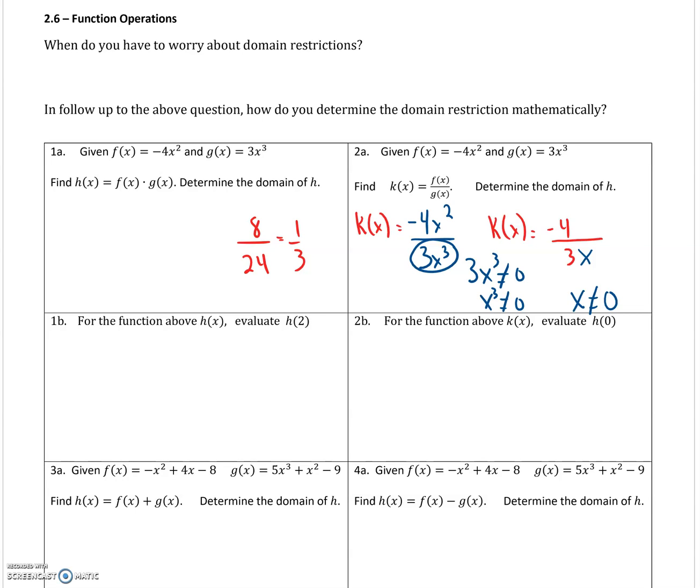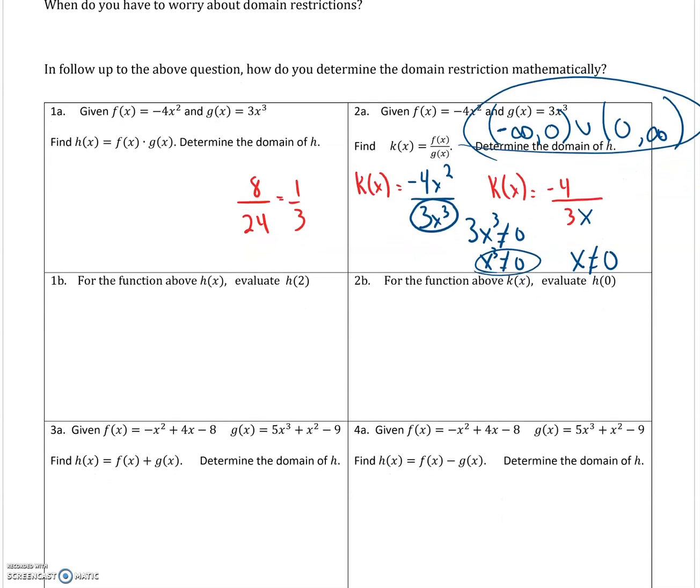If you want to write the domain a different way, you could do this. You could say, okay, it's every number but 0. So numbers smaller than 0 but not including 0, and 0 but not including 0, and anything bigger than that. So this is the domain restriction. This is the domain. Your teacher, depending on who he or she is, will expect you to write your answer a certain way. All right, let's move on to 2b.